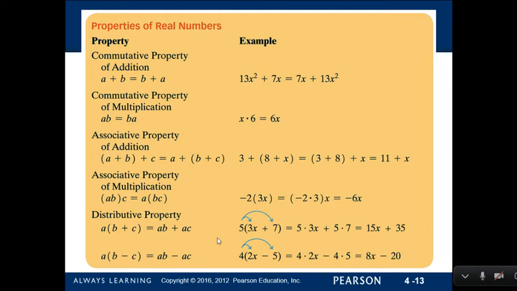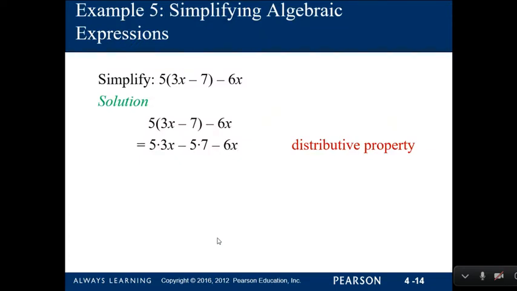And we talked about these properties before. Commutative, doesn't matter what order. Associative, it doesn't matter how you group when they're all addition or they're all multiplication. Distributive is when you take the number on the outside of parentheses and multiply it through. So we're not going to spend a lot of time there because we've already done that.